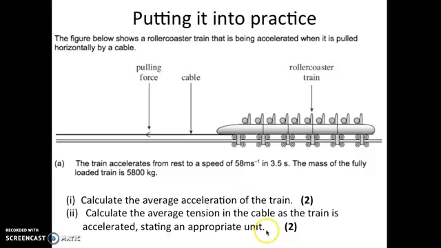So this is an exam question. You need to calculate the average acceleration of the train and the average tension in the cable that is accelerating the train. I would like you to bring your worked answers to this, following the 10 points, to our next lesson.